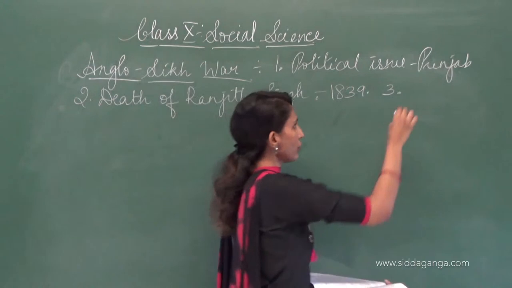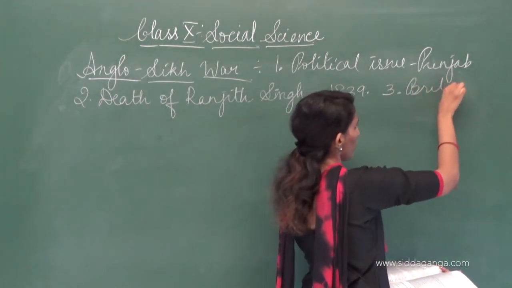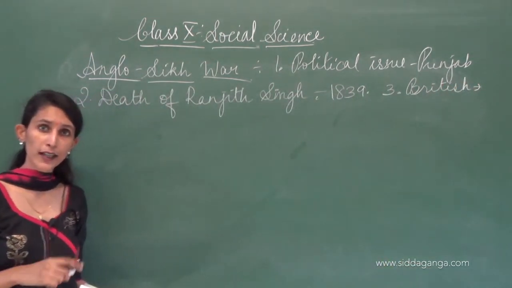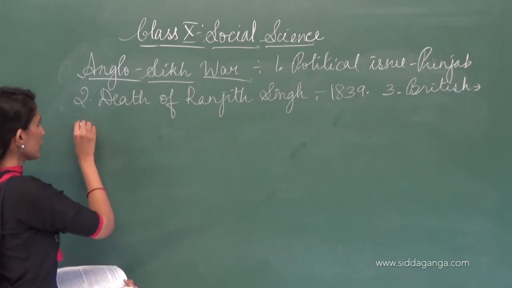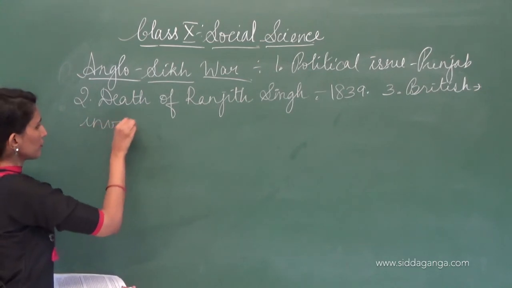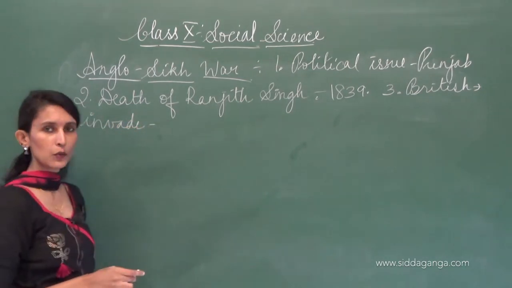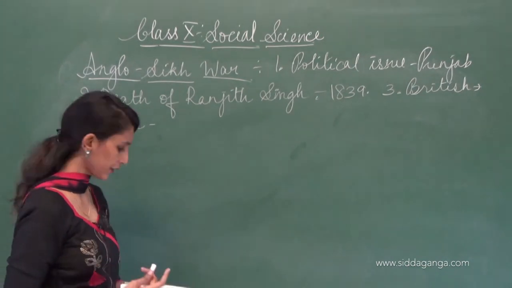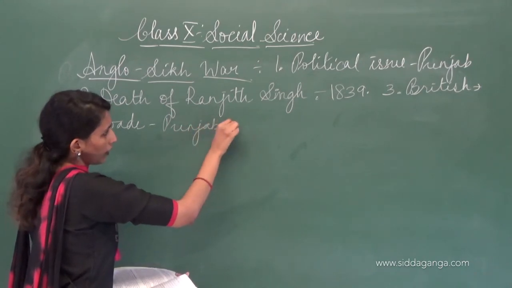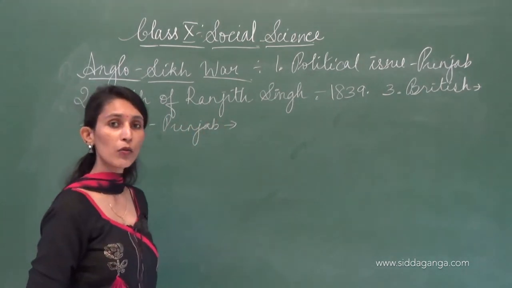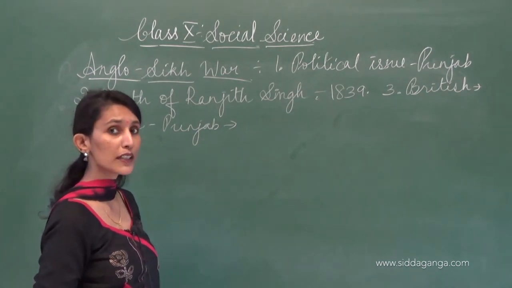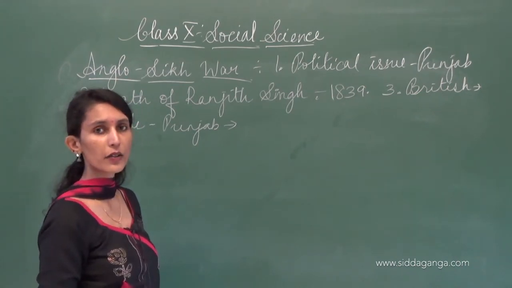Now, what did the British try to do? The British tried to invade Punjab. I'm repeatedly telling the same thing so that you get it through your understanding. Which place had a political issue and which place did they want to conquer? Punjab. Now, how did they do it? They also wanted to end this treaty of friendship, because Ranjit Singh is no more, and who will continue the friendship? That is not going to happen.